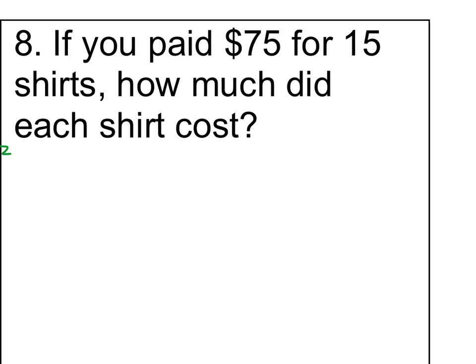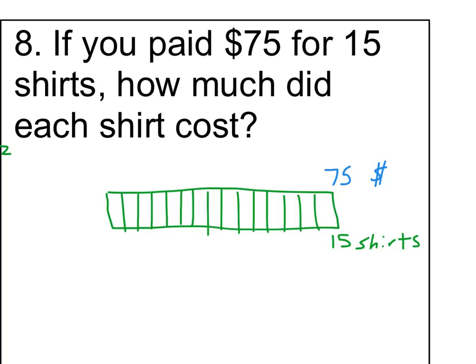All right, so we paid $75 for 15 shirts. How much did each shirt cost? So our idea is that we would have a model like this, right? So 15 shirts, each block could represent one shirt. So this is 1 shirt, 2 shirts, 3 shirts, 4 shirts, 5, all the way to 15 shirts. But it also is a certain amount of dollars, right? This one shirt costs a certain amount of dollars.